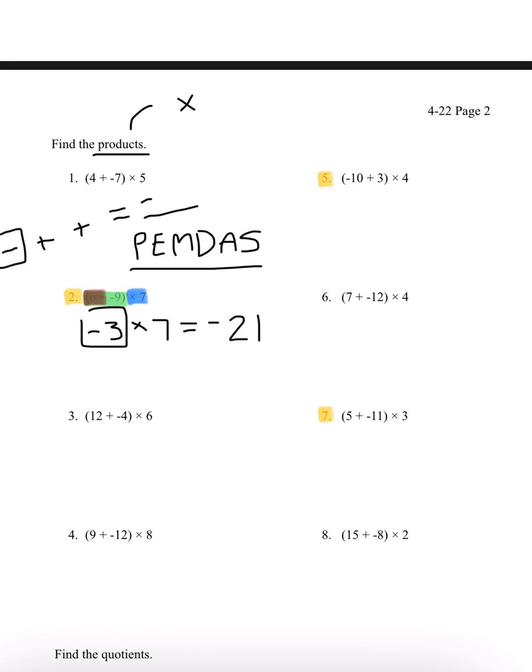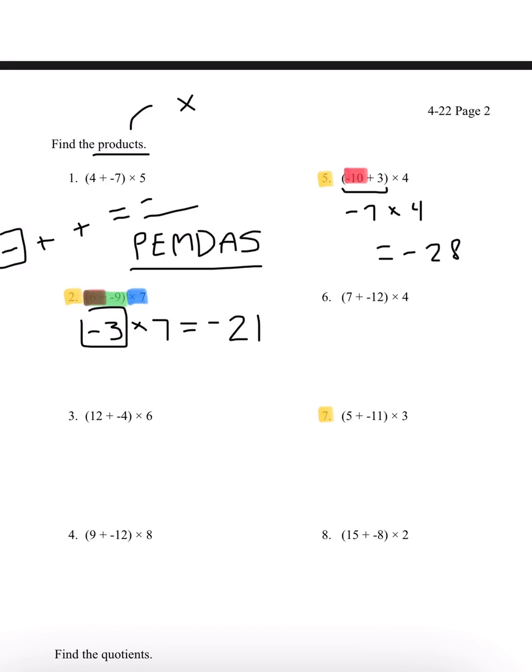Number 5, we have negative 10 plus 3 times 4. We have to do the one in the parentheses, which was this. Negative 10 plus 3, we're doing subtraction, which is 7. But you can see here that 10 is bigger than 3, and 10 is a negative number. So our answer is going to be negative 7. And then we do multiplication, which is times 4. Negative 7 times 4 is going to be negative 28.